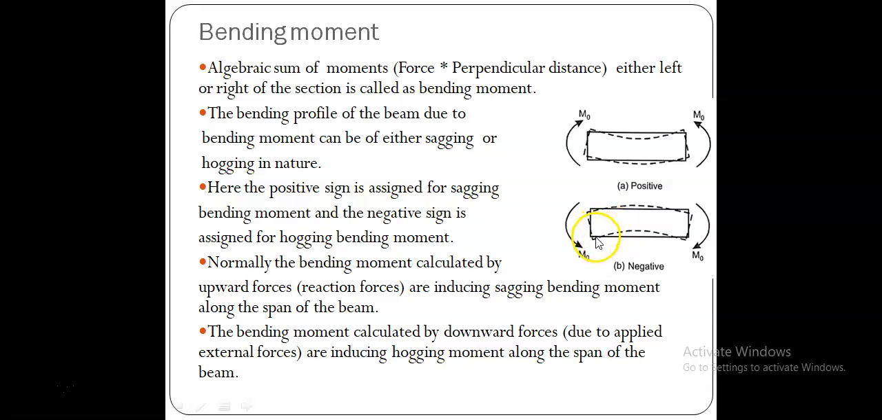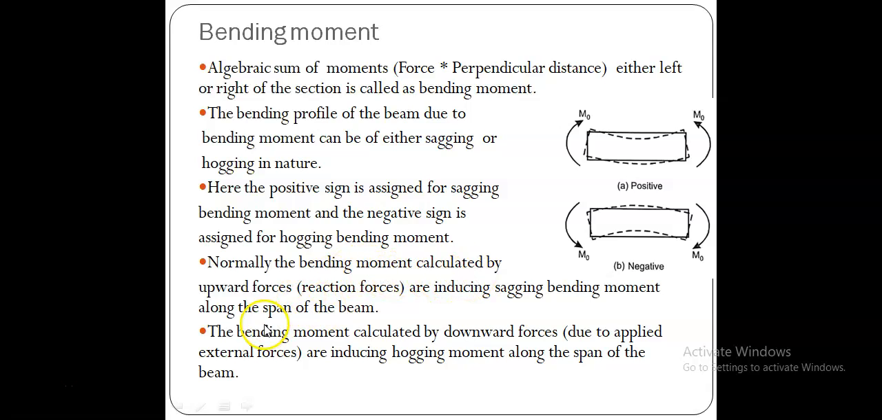So if we have a bending profile like this, hogging, in that case we put the sign minus. With respect to any section, we make the algebraic sum of moments. Those moments may be either sagging or hogging. In case of sagging, we put the sign positive. In case of hogging, we put the sign negative. Next, we see what are the sagging moments and what are the hogging moments.